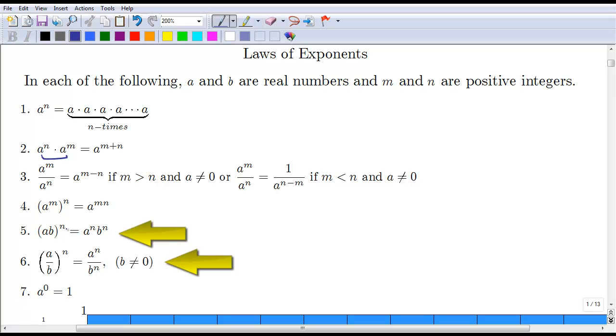We can distribute an exponent over multiplication and division, but not addition and subtraction. We can only distribute an exponent over multiplication because that's what an exponent means. It means to multiply. And since multiplication and division are inverse functions, we can distribute an exponent over either one of those, but not addition and subtraction.